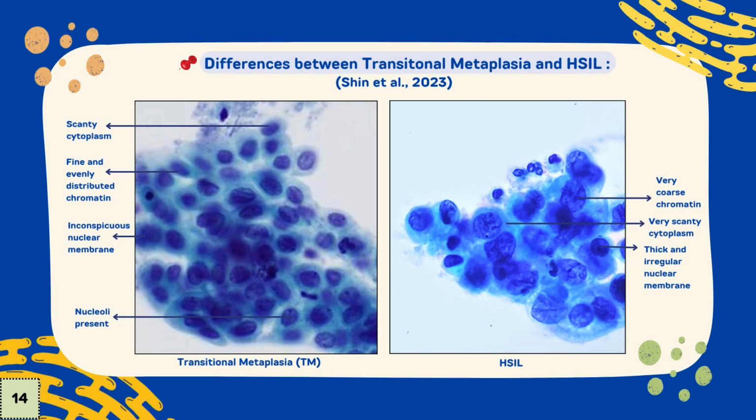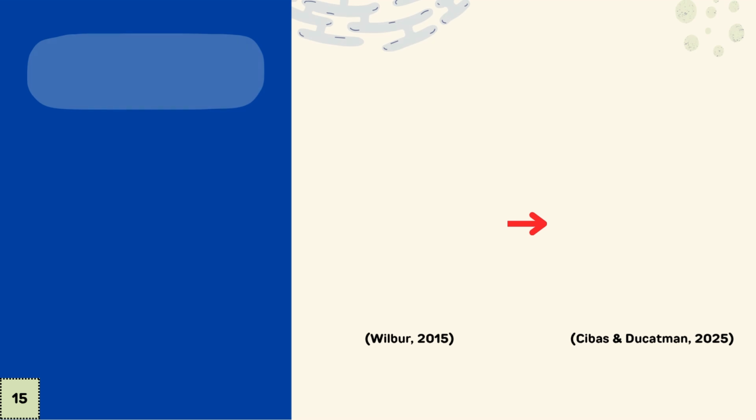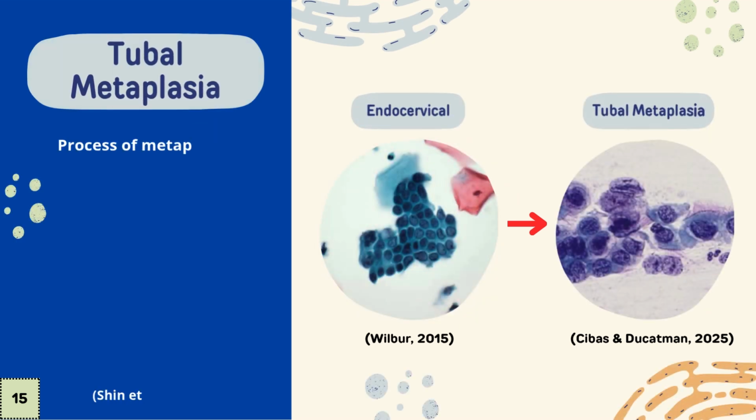Now let's compare the microscopic appearance of transitional metaplasia versus HSIL using real cytologic images. The left side is a transitional metaplasia that has a scanty cytoplasm, fine and evenly distributed chromatin, inconspicuous nuclear membrane, and also has nucleoli present. Meanwhile, the right side is an HSIL that has very coarse chromatin. The next pitfall of HSIL that I'll be discussing is tubal metaplasia.